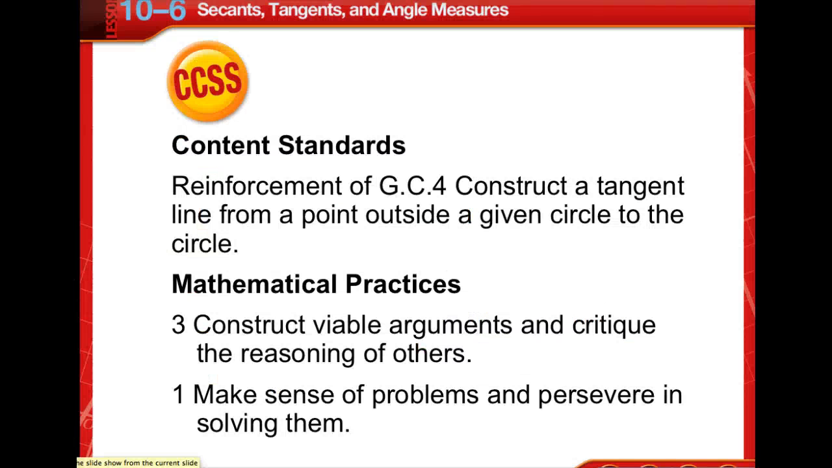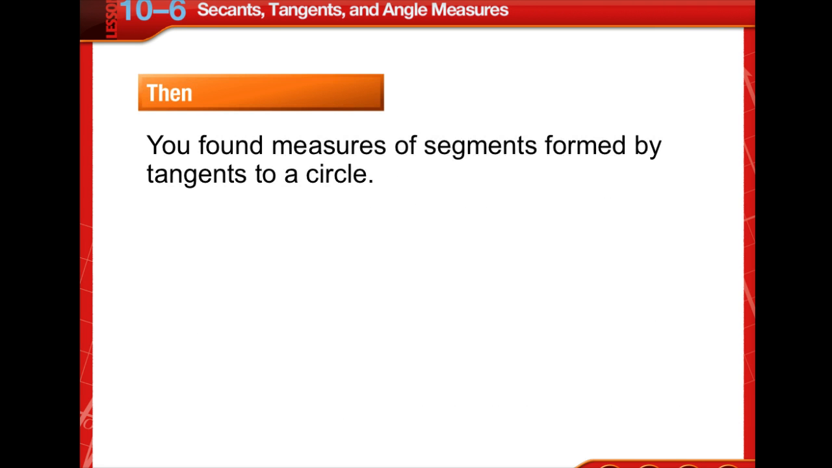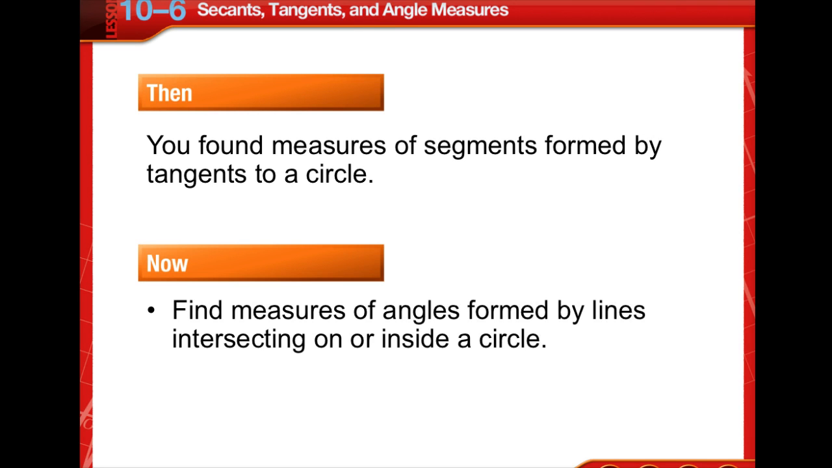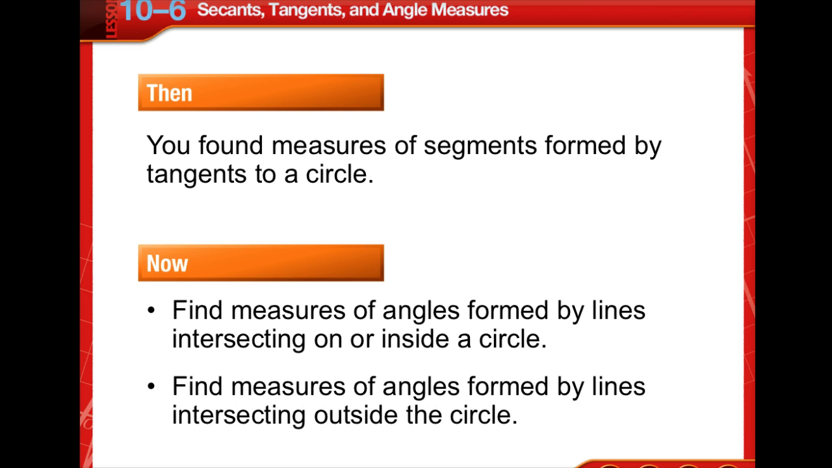Well, today we're going to learn about secants, tangents, and angle measures. And we are reinforcing the content standard GC4. And we're going to be doing the mathematical practices 1 and 3 in our assignment. So previously you found measures of segments formed by tangents to a circle. And this time in this lesson, we're going to find measures of angles formed by lines intersecting on or inside a circle. And we're going to find measures of angles formed by lines intersecting outside the circle.